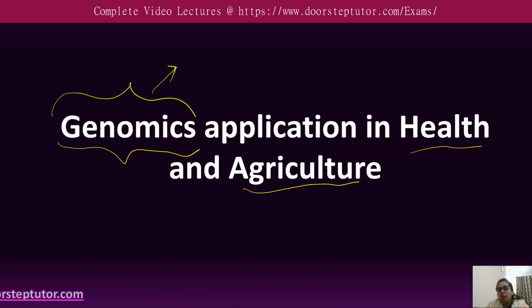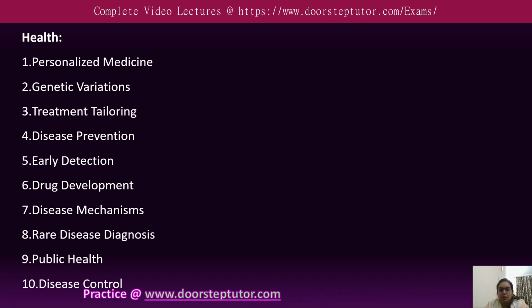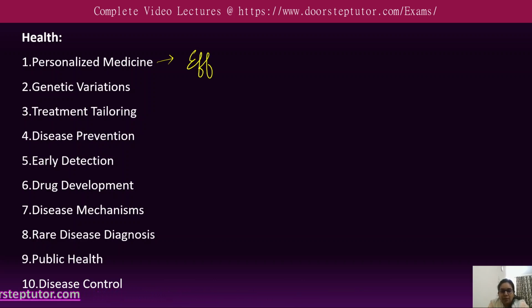So let's discuss the different applications in the health as well as in the agriculture sector. In the health sector, there is personalized medicine. Genetics enables the identification of the genetic variation that influences an individual's response to medications. So this information can be used to tailor treatment plans for better efficacy, and it can also reduce the side effects.